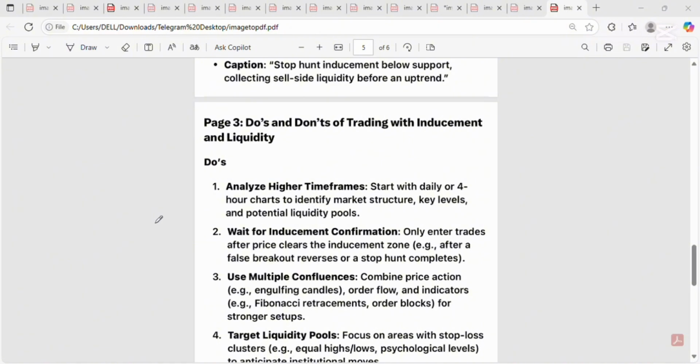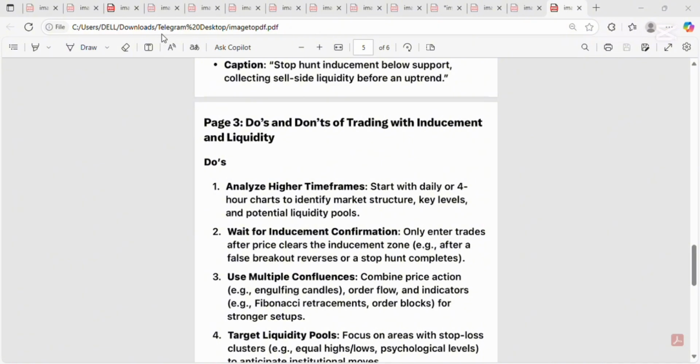Number 4, it must be what? Unmitigated. Those points of interest must be unmitigated. Now, if we have our inducement at this area, the nearest point of interest should be our breaker block. So we'll be taking our entry from the breaker block area. So we want to see something like this, then push up. So we'll be taking our buys from this point.